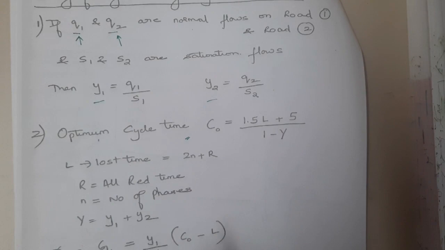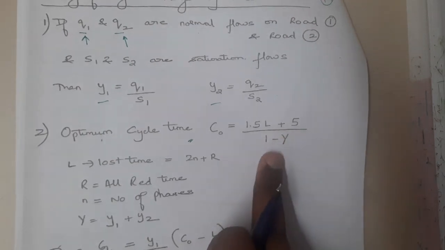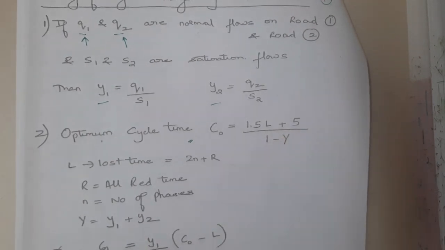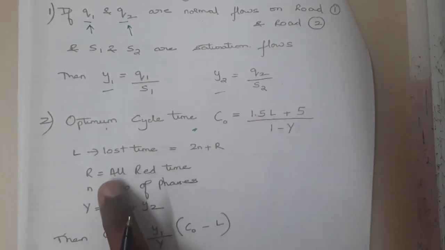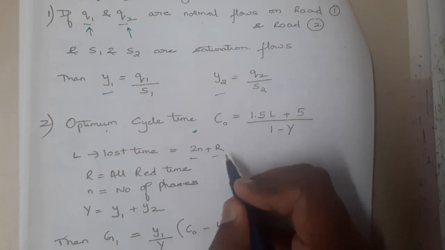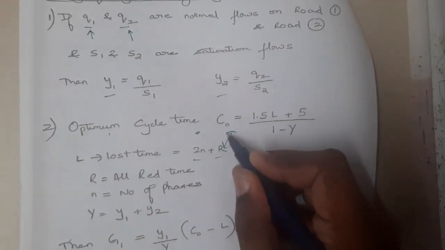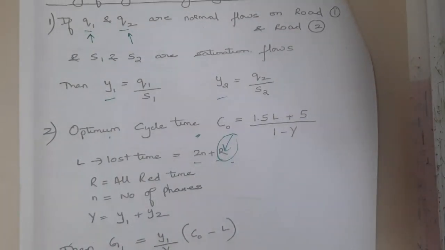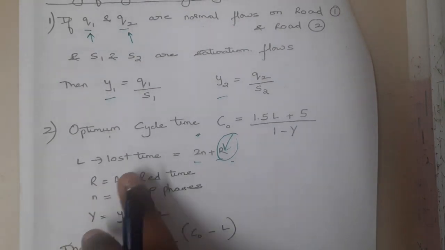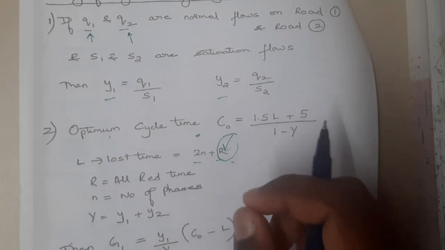The total time taken you will be calculating. For this we have the formula C0 = (1.5L + 5) / (1 - Y). Your question will be what is this L. L is equal to 2n + R, guys, where R is the red time. So along with these four parameters, the red time should also be given, right? Yes, you are correct. This L is the lost time, that is, how much time you are going to lose due to that reason.